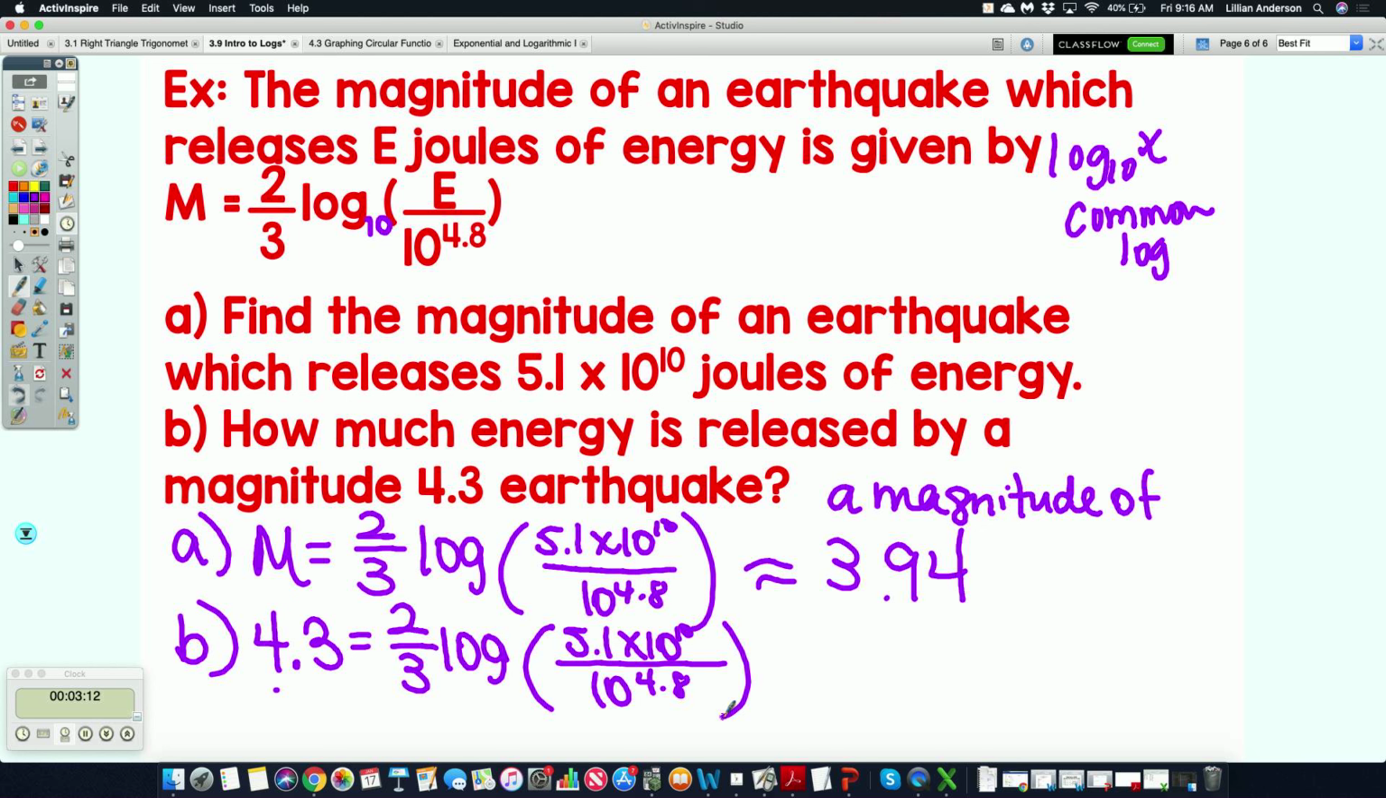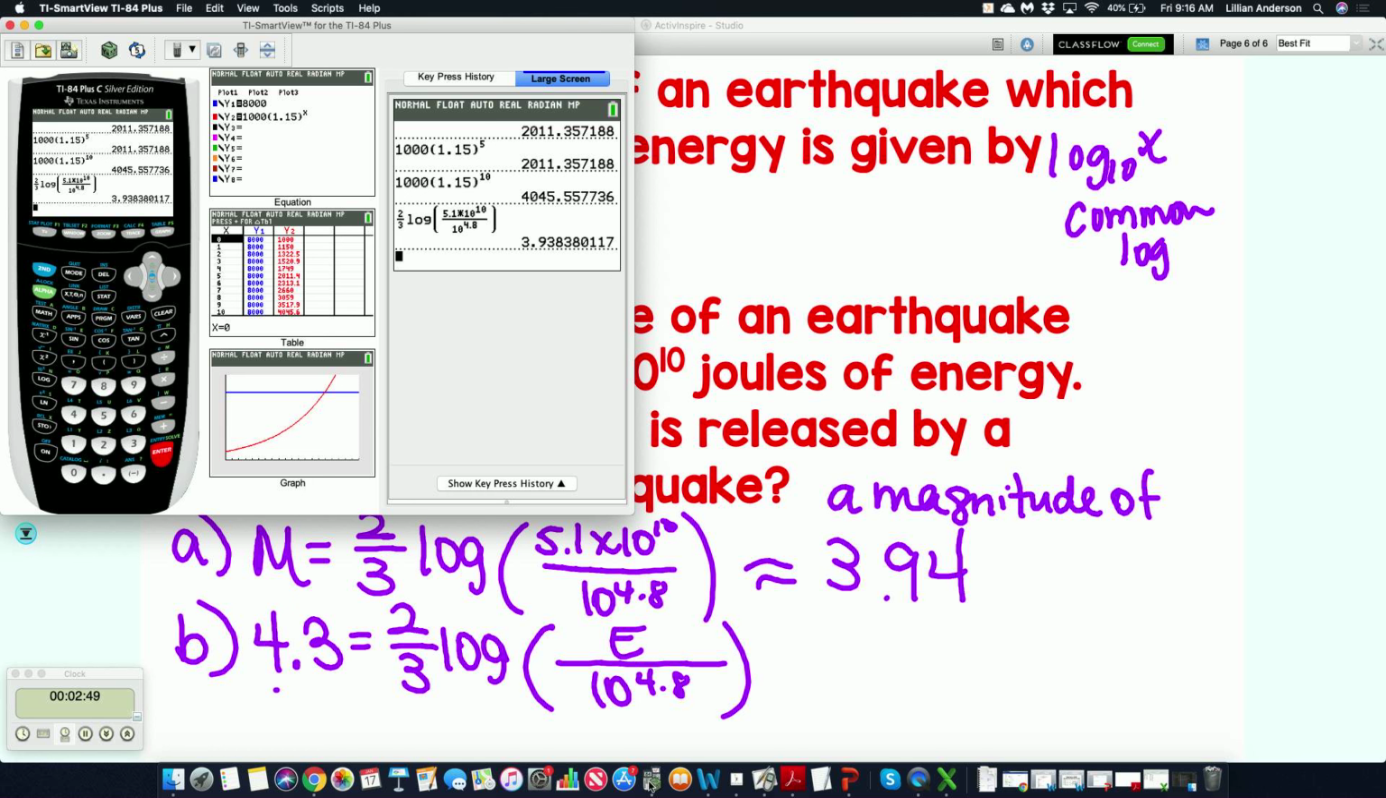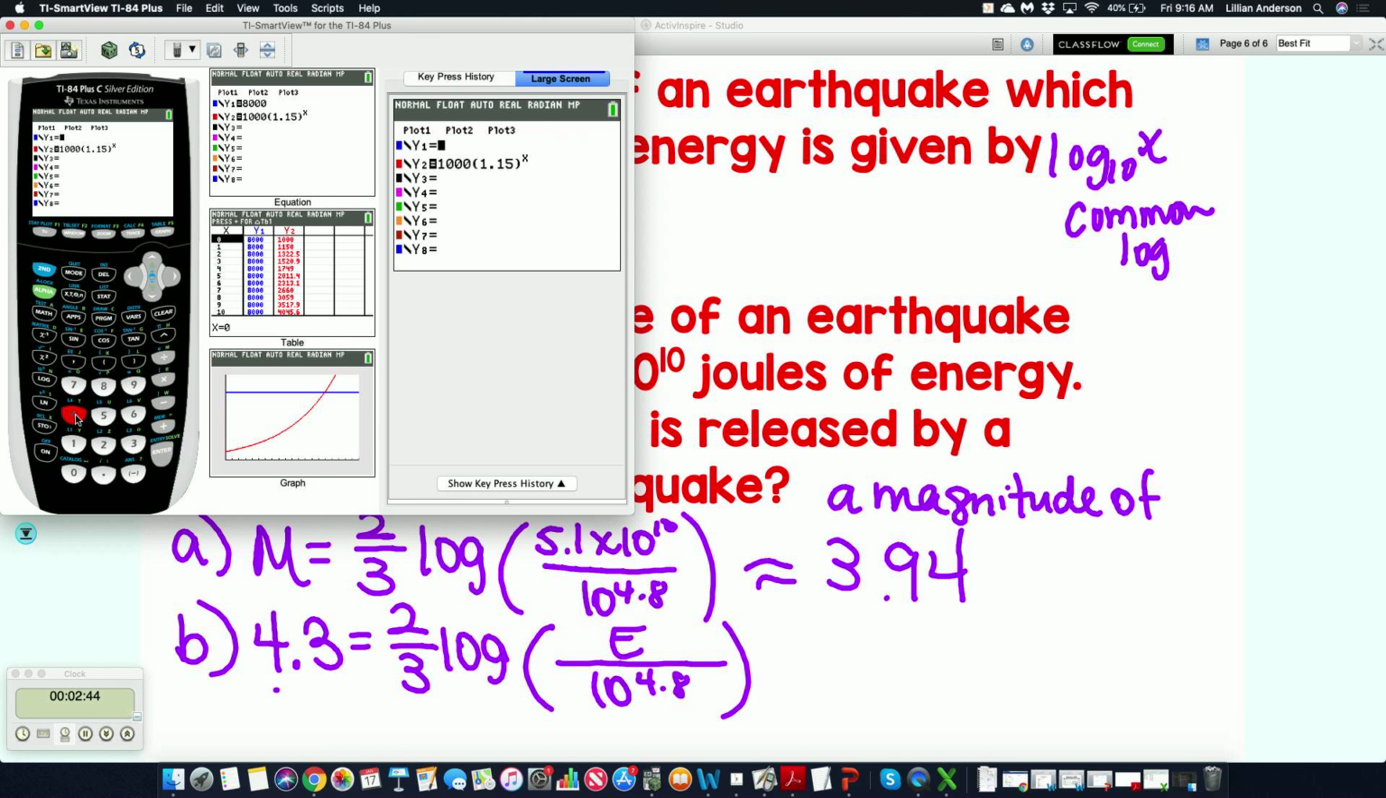We're going to type in 4.3 into y1, and we're going to type in this entire expression. Oops, what am I doing? Sorry, there should have been an E right here. Now I'm going to type this entire expression into y2. For E, I'm going to use what variable? I'm going to use x, and then I'm going to look to see where these two curves intersect each other. So in y1, I type in 4.3, and then in y2, I type in the right side.